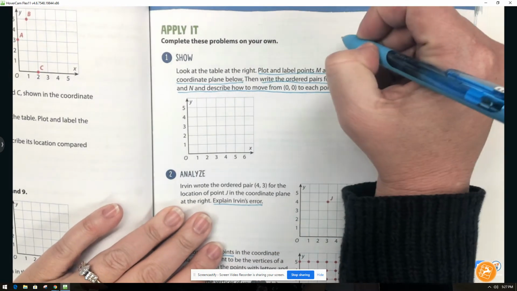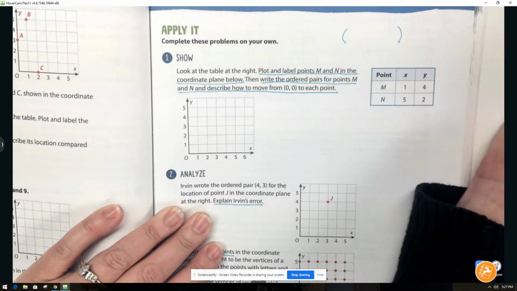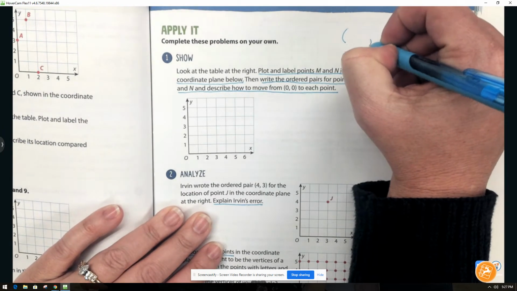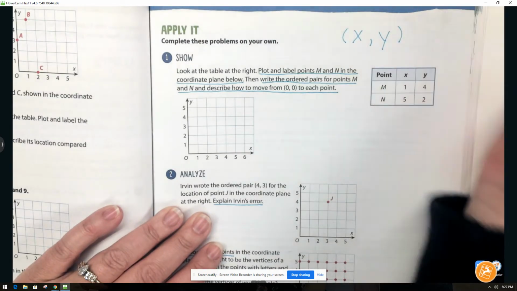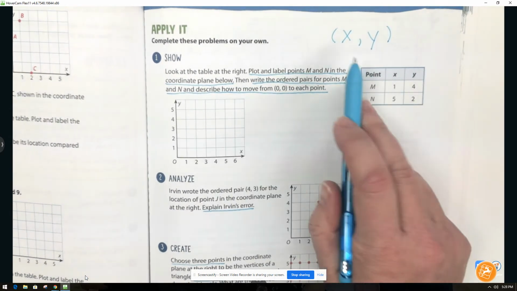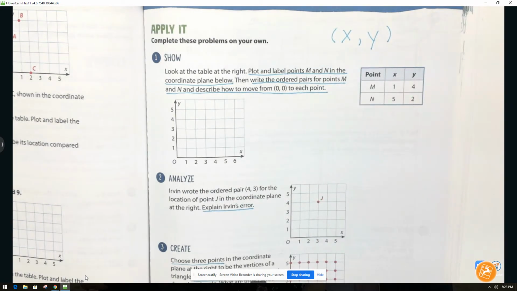Remember, when you write your ordered pair, you always put them inside of parentheses. You separate the 2 values by a comma. The X value always goes first, and then the Y value goes second. Or the X coordinate goes first, and the Y coordinate goes second.